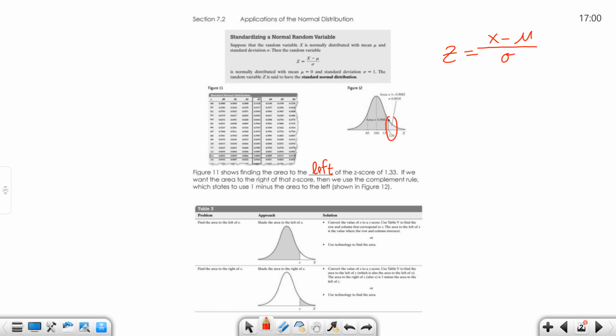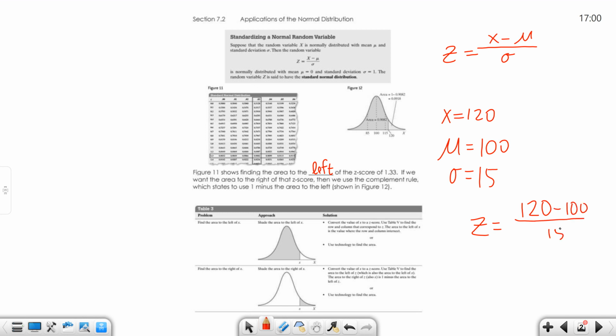What we're doing, we're finding 120. So our x is 120. Our mu in this case, that looks like a W, our mu is 100, and our sigma, how far apart are these right here? 15. So our sigma is 15 here. So if I plug this in, I get z equals 120 minus 100 over 15. So 120 minus 100 is 20 over 15. And that's going to be 4 over 3, which is 1.33.